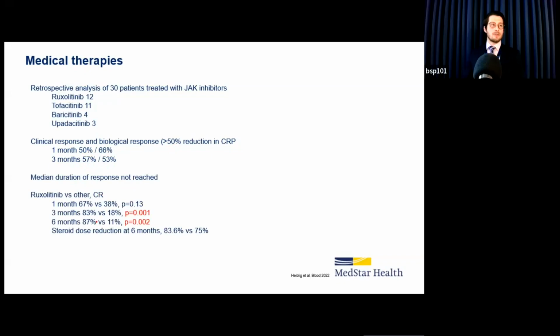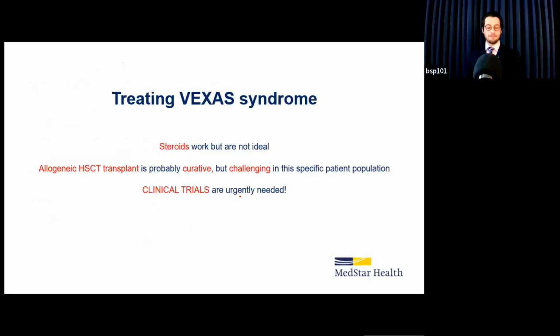And on doing subgroup analysis, although considering this is a small patient sample, it seems like ruxolitinib might be a little bit better. So at 3 and 6 months, there was a significantly better response, 80%, in patients that were receiving ruxolitinib. And at 6 months, they were also able to reduce the doses of steroids. So again, I'm not showing clinical trials and I'm not showing very high quality evidence, but this is what we have because of how rare the disease is. And it seems like JAK inhibitors might be the most promising agent.